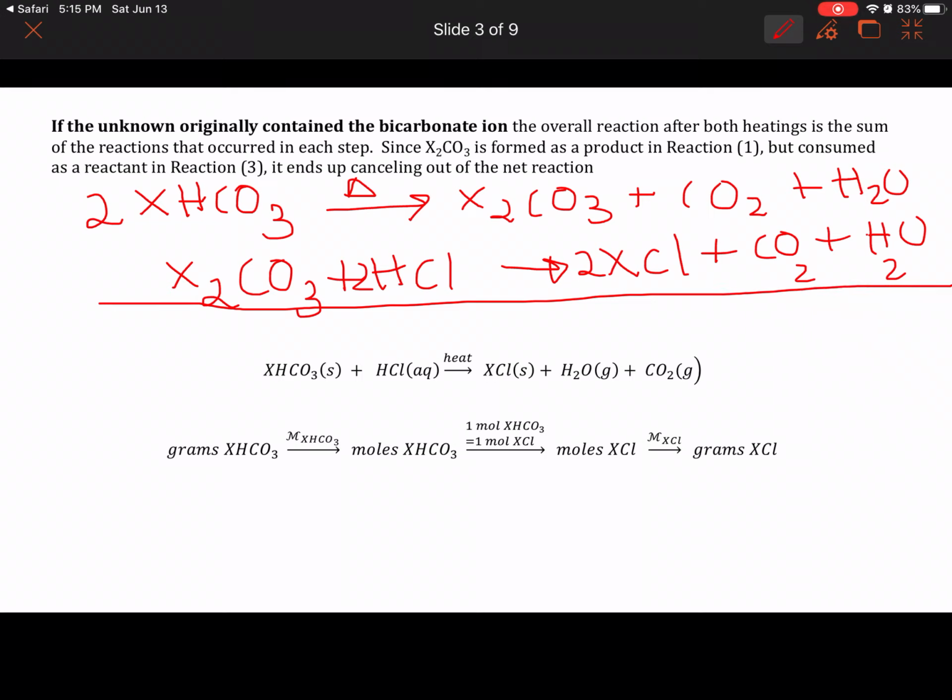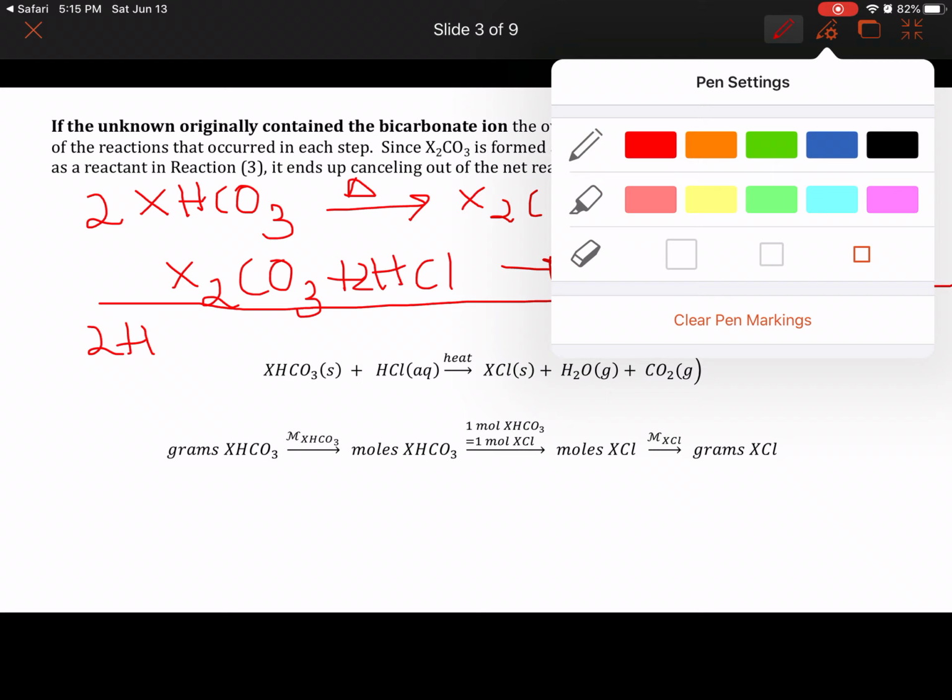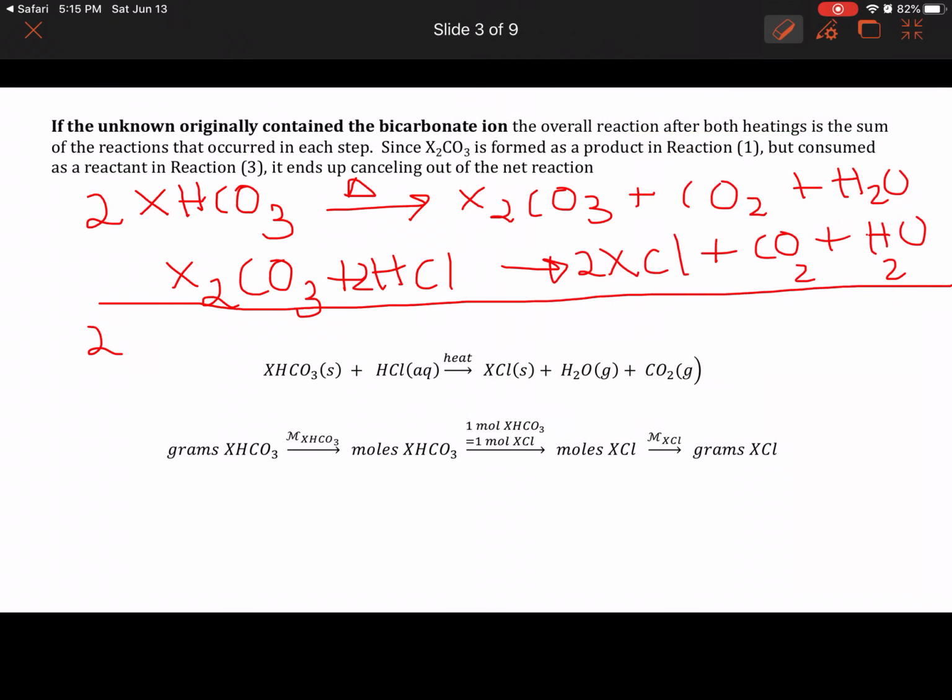So when you add the 2 together, you can cancel the same compound if you find it in the product and the reactant sides. So 2XHCO3, 2X, metal bicarbonate, metal.